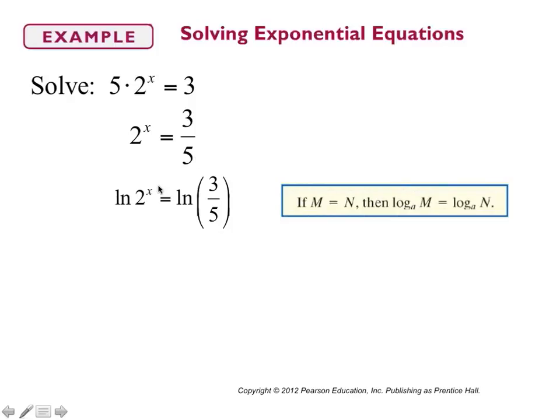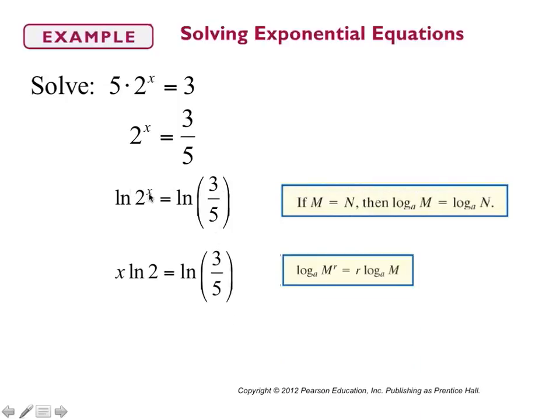So we have ln of 2 to the x equals ln of 3/5. And then we move our exponent out front. So we have x times ln of 2 equals ln of 3/5. And then we divide by ln of 2. So we have x equals ln of 3/5 divided by ln of 2, which gives us negative 0.737. And again, you could take this and plug it into the original, and you should get an answer very close to 3 when you do that.